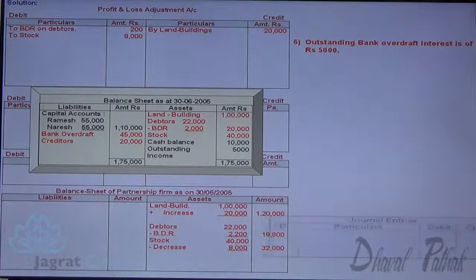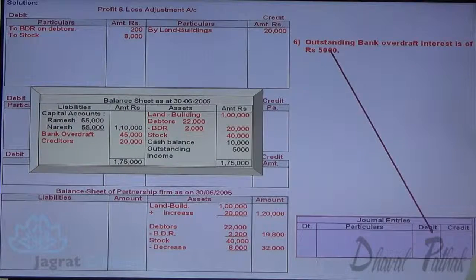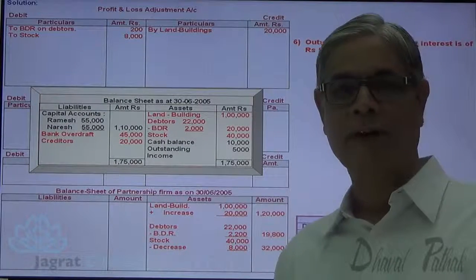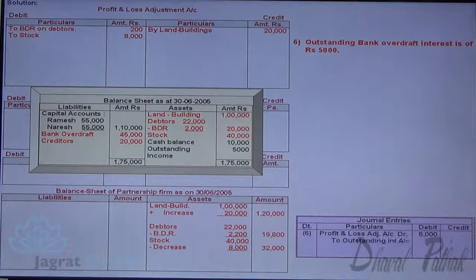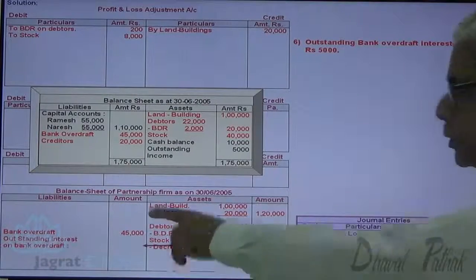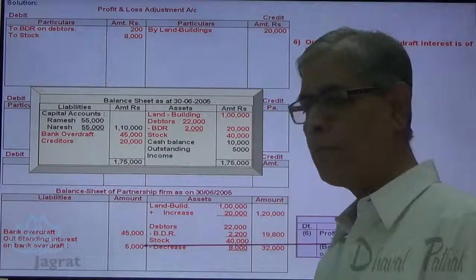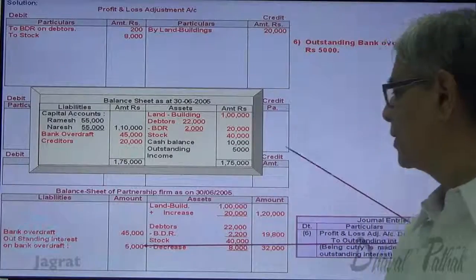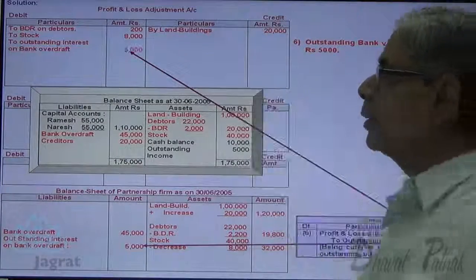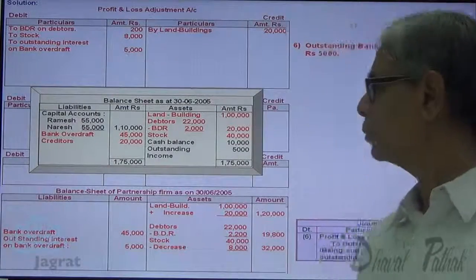Outstanding bank overdraft interest. Increase in liability is a loss, profit and loss adjustment account debit to outstanding interest account credit. Here bank overdraft 45,000, outstanding interest also appears as liability on the liability side of balance sheet, and 5,000 is debited to profit and loss adjustment account.